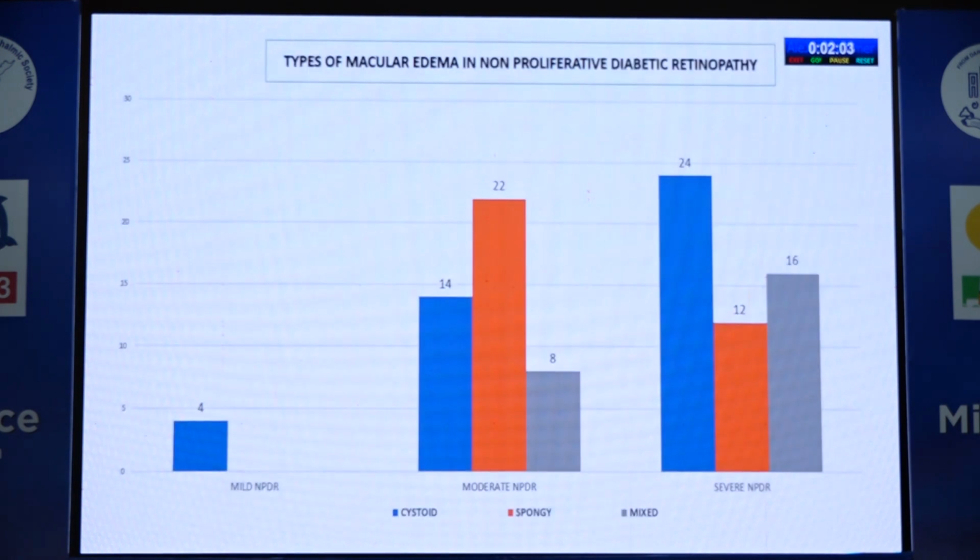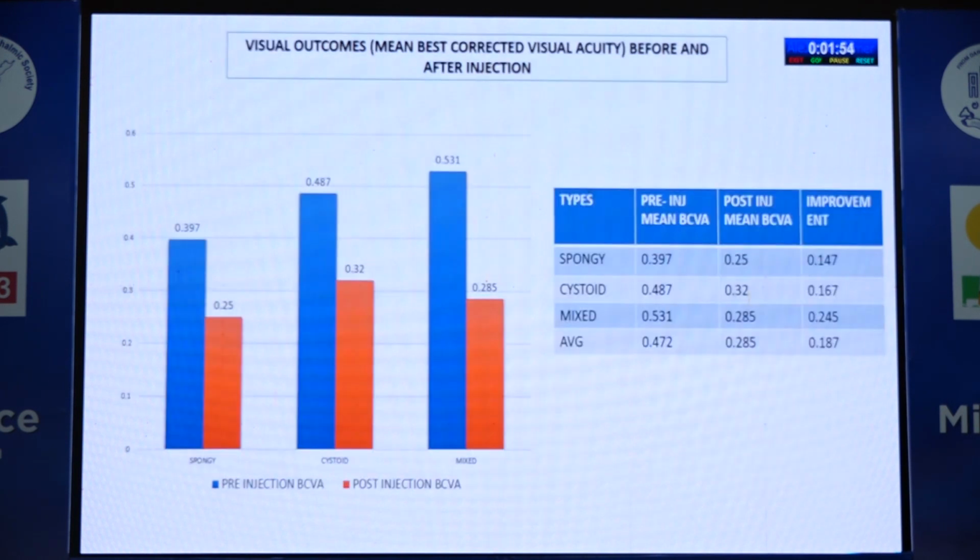In patients with moderate NPDR, spongy macular edema was the most common type, and in severe NPDR, cystoid was the most common type. On assessing the visual outcome using the mean best corrected visual acuity converted to logMAR scale, in spongy type, the pre-injection mean BCVA was 0.397, post-injection was 0.25, with an improvement of 0.147. In cystoid, an improvement of 0.167 was found. Both correspond to 1 Snellen's line improvement. In mixed type, a 0.245 improvement was found, which corresponds to 2 Snellen's lines.